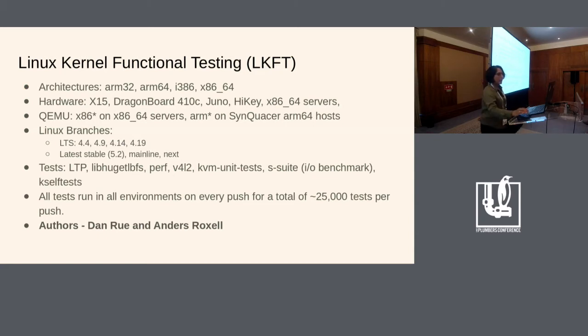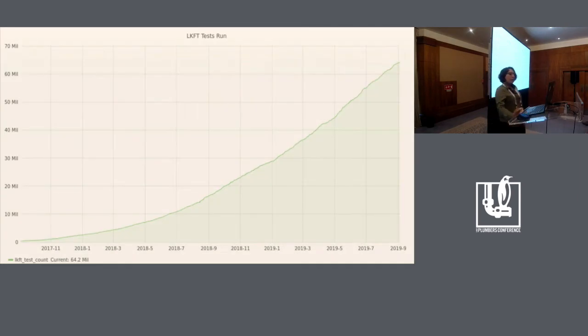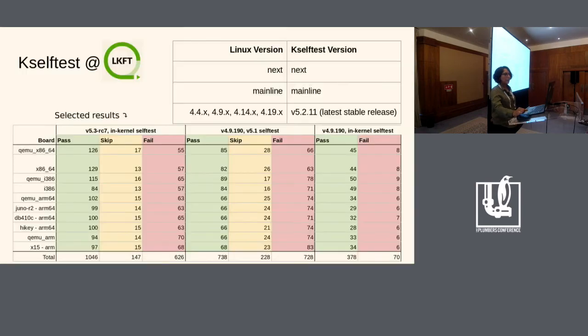So they run a variety of tests, and this slide is credit to Dan Rue and Andrew Roxell. They run a lot of tests, and they show how many tests they are running. This is a graph showing that. I want to focus the discussion on some of the numbers we are seeing. That's my primary goal here.